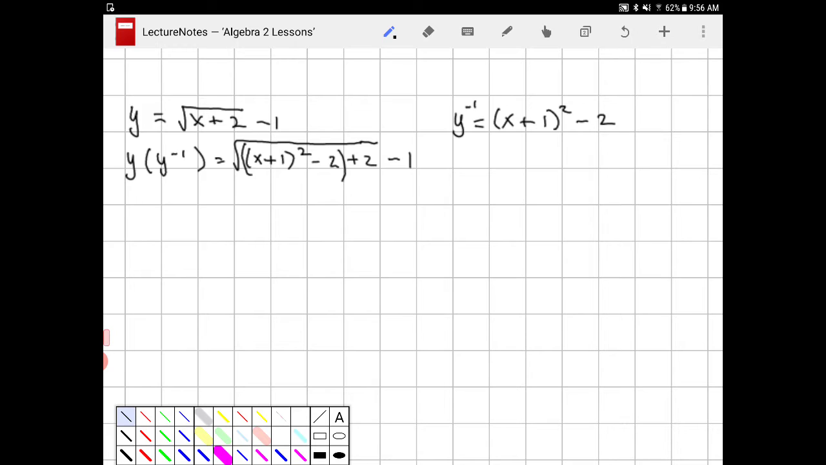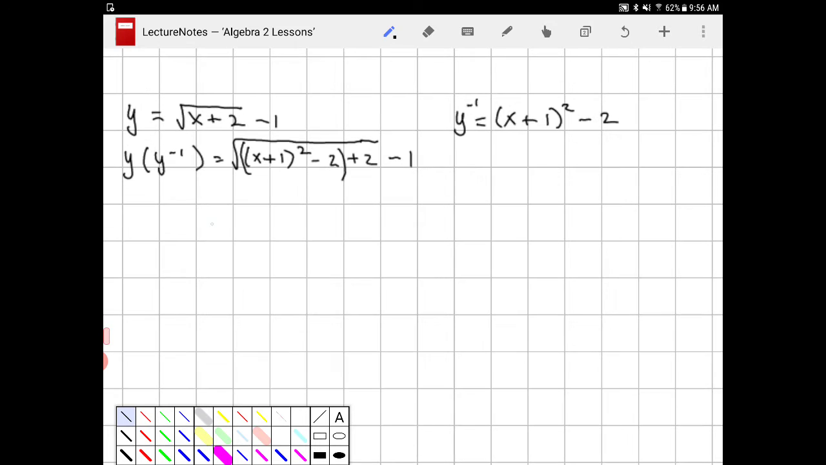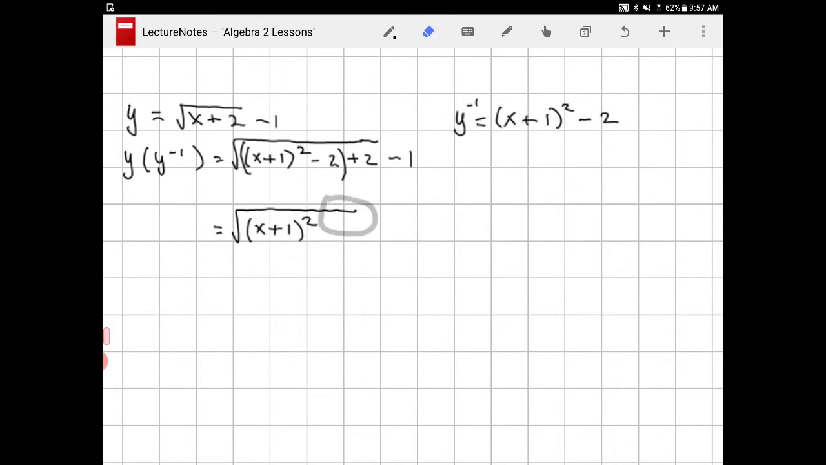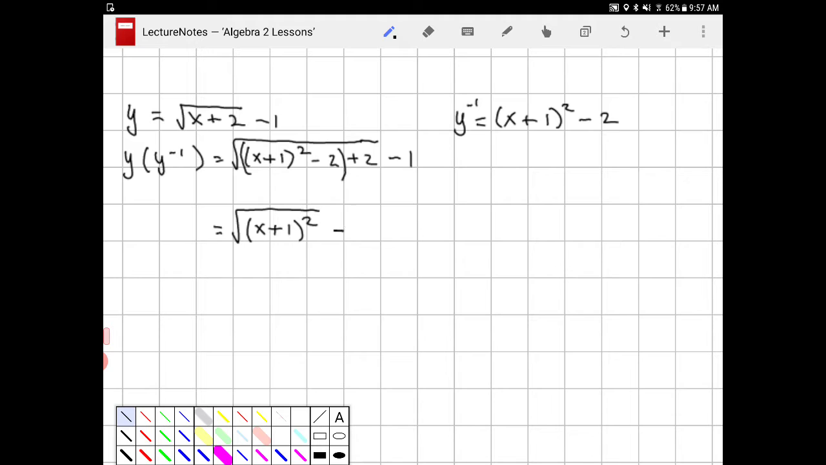I'm going to continue reducing this equation now, and you're going to see that the positive and negative 2 cancels. I'm left with x plus 1 quantity squared minus 1. And what's the square root of a perfect square? Oh yeah, that's just x plus 1, right? It's whatever it is on the inside there. So I have x plus 1 minus 1, and finally I end up with x.